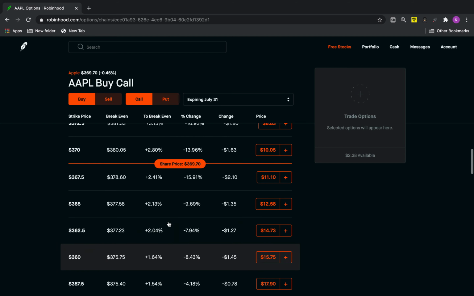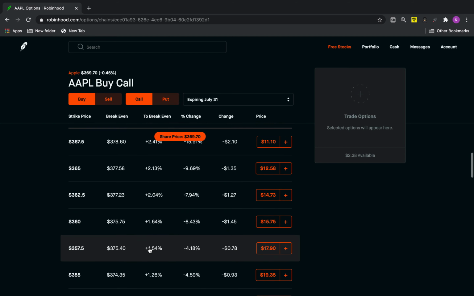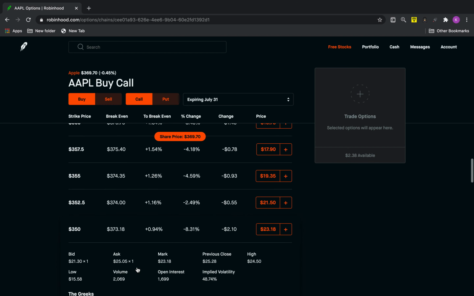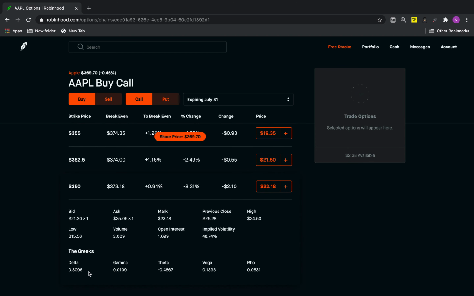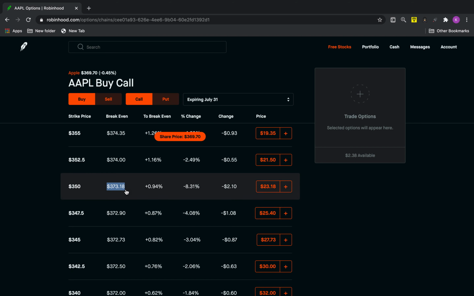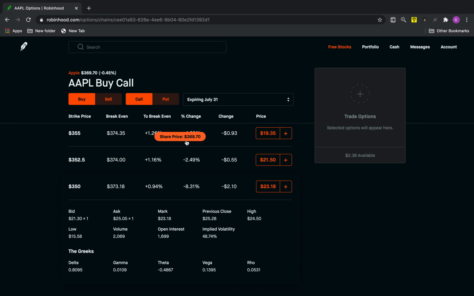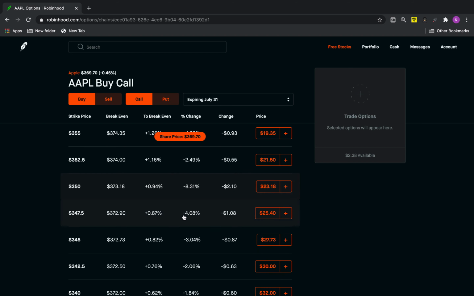So that's basically at the money, out of the money, in the money. Now let's explain the Greeks. All we're gonna focus on is delta and theta. This delta means every dollar that this share price goes up, you make $80, and this means every day that goes by, you lose $48. But you see the break even price is $373. So even though if this goes to $370.70, you make $80, you still lose $48 because you're below the break even. So that's how that works.